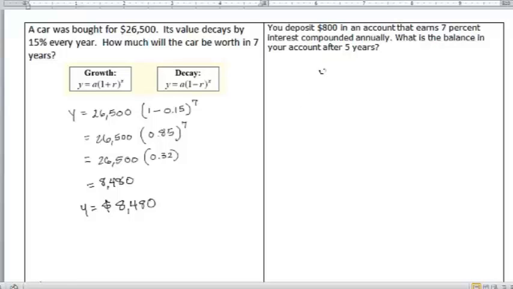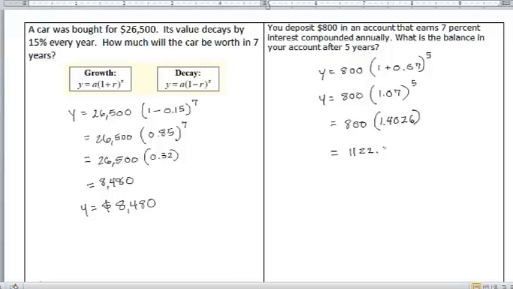Our original amount is $800, and the amount of exponential growth or the amount of interest is 7%. This is for 5 years. We just go ahead and substitute all of our information into the formula. We get $1,122.08. Or if we round it off, we'll get $1,122. It means that at the end of 7 years, we'll have $1,122 in our bank account.